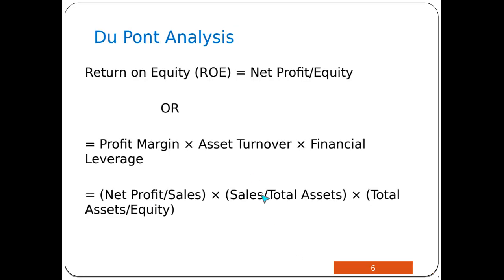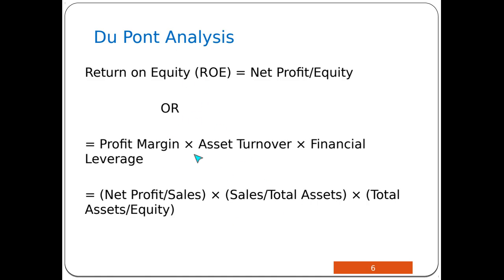The third thing we have is called DuPont analysis. DuPont analysis is a combination of 3 ratios, and the 3 ratios are profit margin ratio, asset turnover ratio, and financial leverage ratio. And these are the formulas to calculate these 3. So profit margin is calculated by taking net profit divided by sales. Asset turnover is calculated by sales divided by total assets, and financial leverage is calculated by dividing total assets by equity.